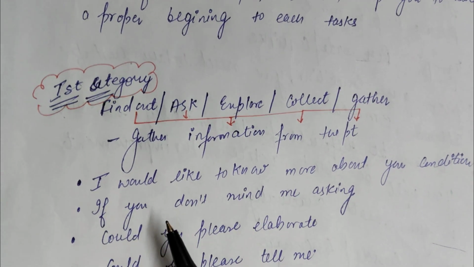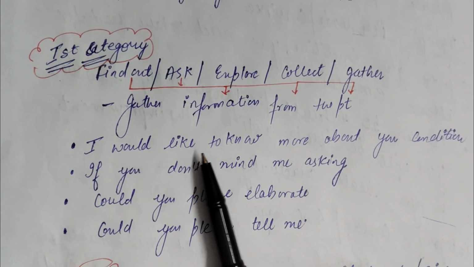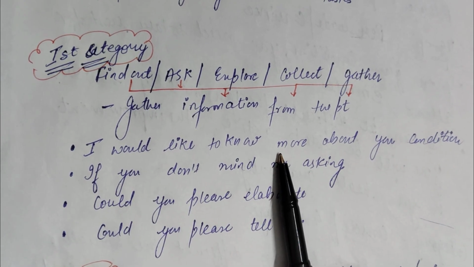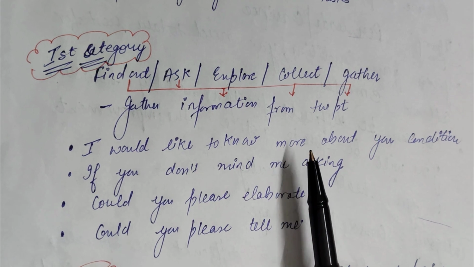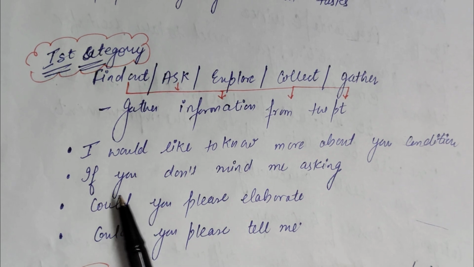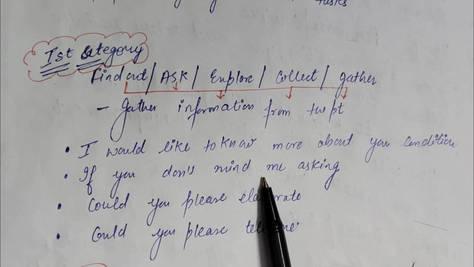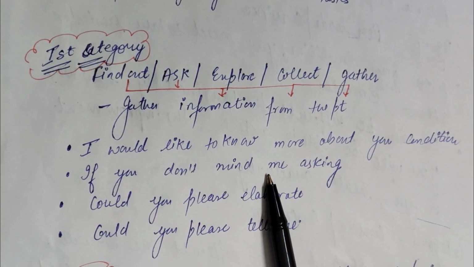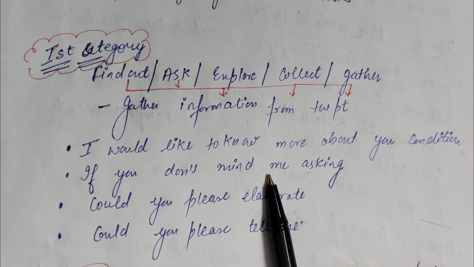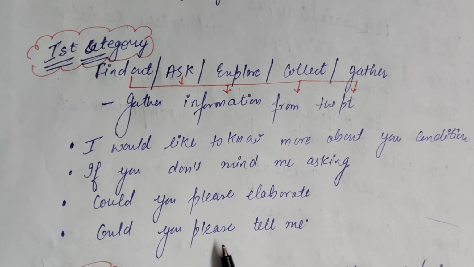Okay, so the main functional phrases we can use are: first one is I would like to know more about your condition. With this we can collect the history of the patient, regarding his disease condition, regarding his family history. Next is if you don't mind, may I ask, which means we can take the permission of the patient and ask questions so that we can get a clear picture of the patient's condition. Next is could you please elaborate, and next is could you please tell me.